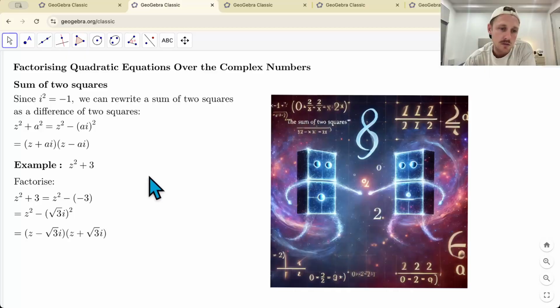Okay, so just a simple example here, z squared plus 3. If you factorize that, you're going to express it as z squared minus negative 3. Yep, because we just factor in the negative here, so it's take away negative 3. So that's the same thing as z squared minus (square root of 3 i) squared. Remember, i squared is negative 1. So we put that, that would become positive there. So you get z minus the square root of 3 i multiplied by z plus the square root of 3 i.